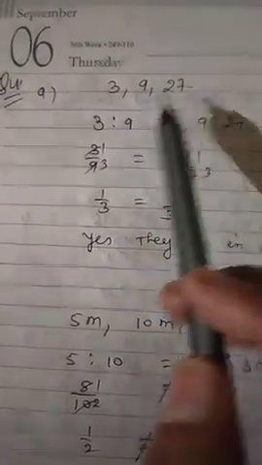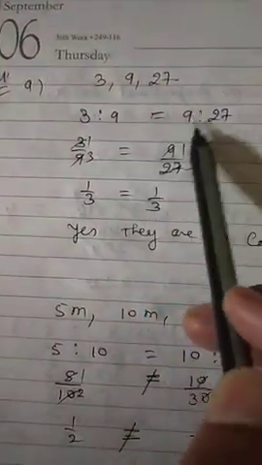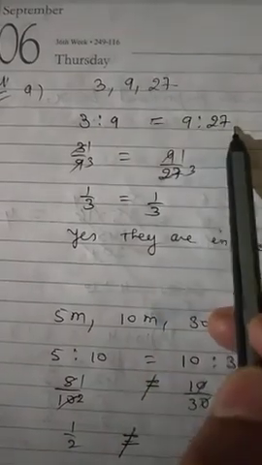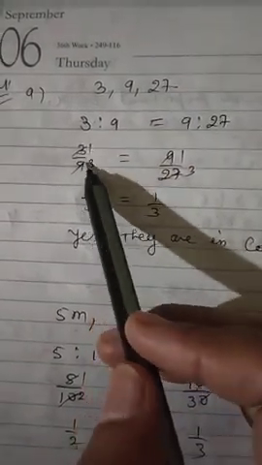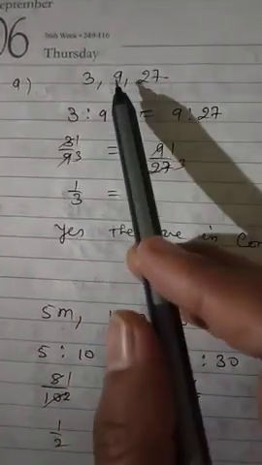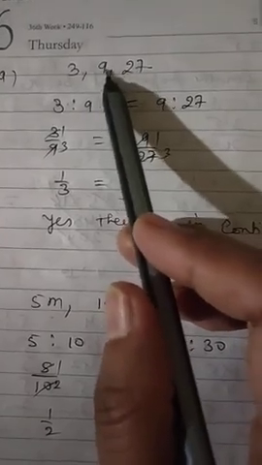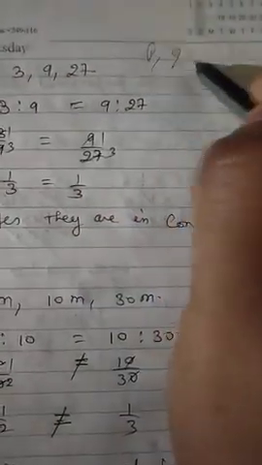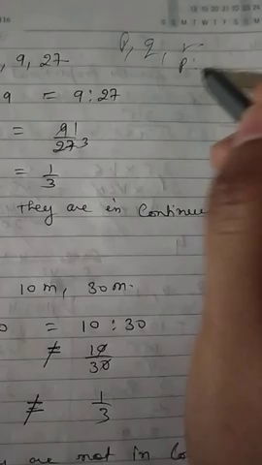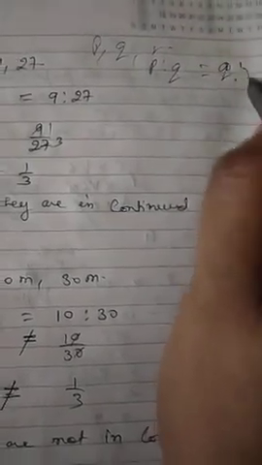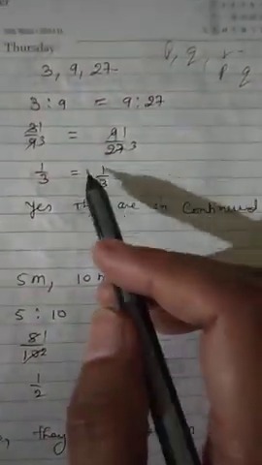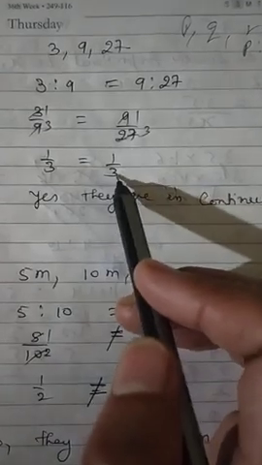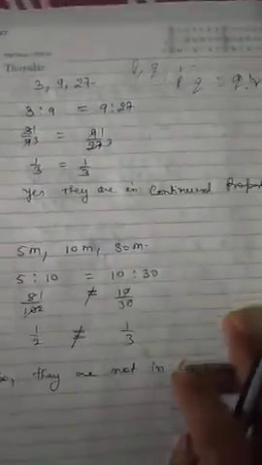3, 9, 27. 3 is to 9 is equal to 9 is to 27. I have written it in that manner. Now 3 by 9 is equal to 9 by 27, because in continued proportion, just recall, P is to Q is equal to Q is to R. We can write it in this manner. So this side 1 by 3, this side also 1 by 3. So yes, they are in continued proportion.